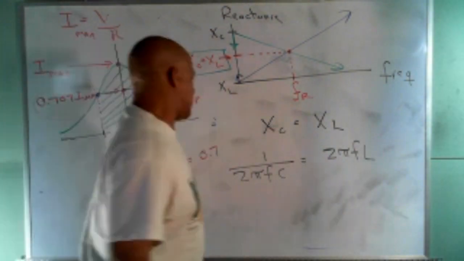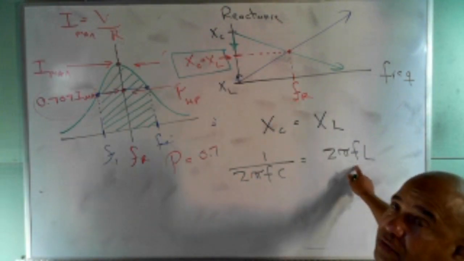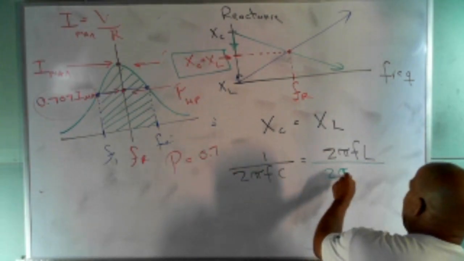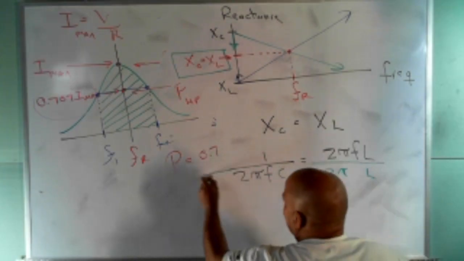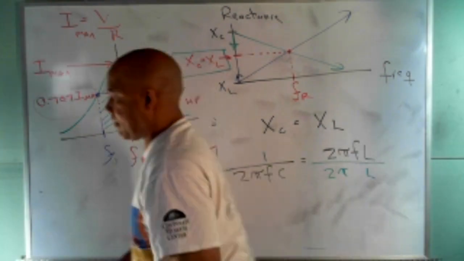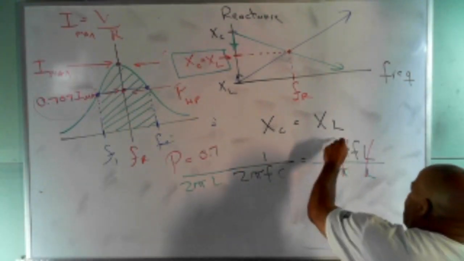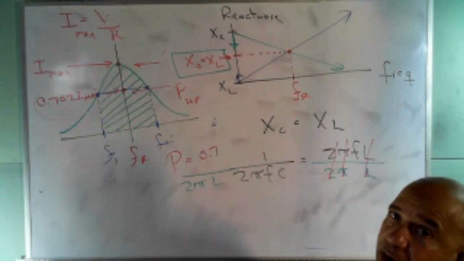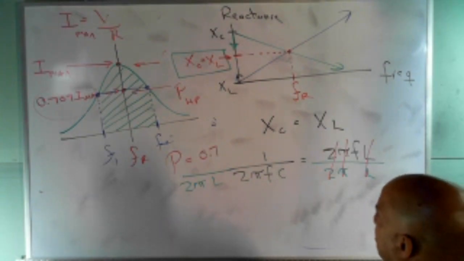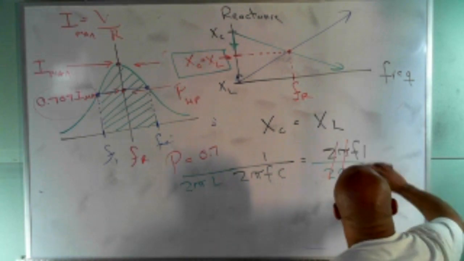Well, let's see. I guess what I want to do is, let's start on this side. I want F by itself. So that means I got to divide both sides by 2 pi L. Divide this side by 2 pi L. And then these will cancel out. This will cancel, that'll cancel, that'll cancel. And over here on the right, all I got is F. Okay, well, I guess that works out.